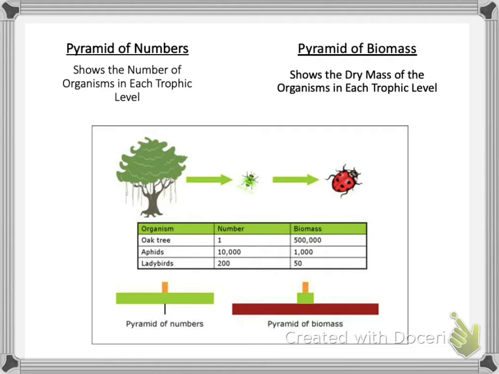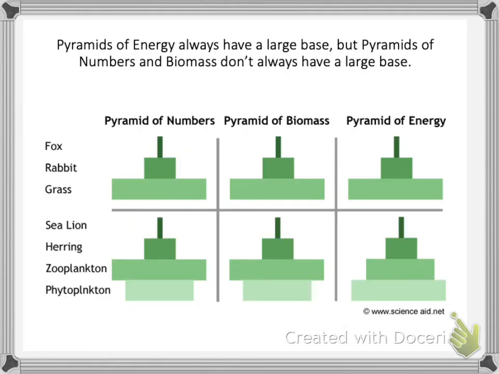With both pyramids of numbers and pyramids of biomass, they don't always have a large base, right? In our pyramid of energy, we always had the most energy at the bottom, and energy declined as we moved up, so it got smaller and smaller towards the top of the food chain. Well, we don't always see that in pyramids of numbers and pyramids of biomass. So we're going to look at this image and the image on the next page to understand this. Okay, so let's start here.